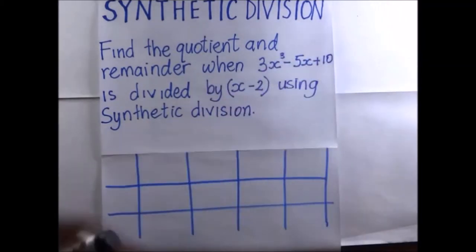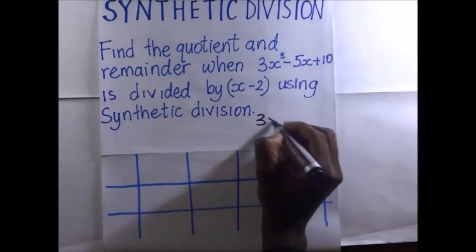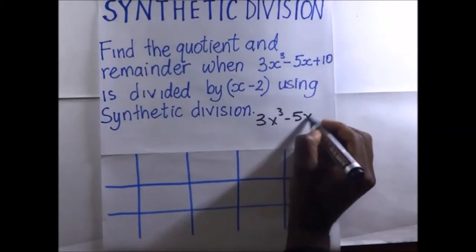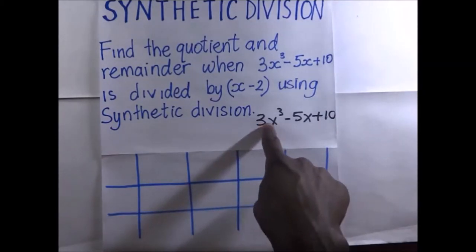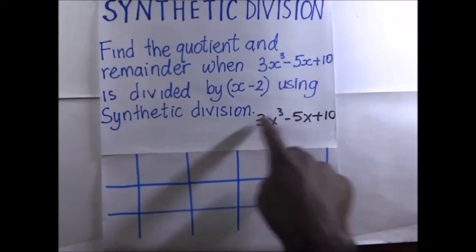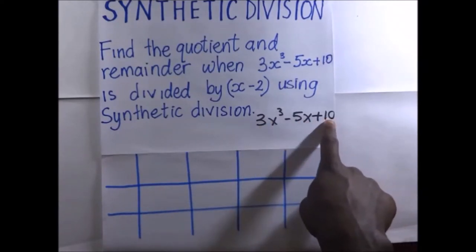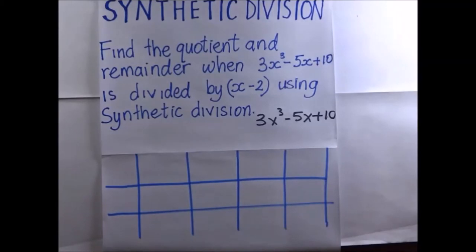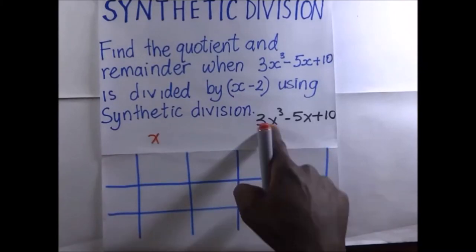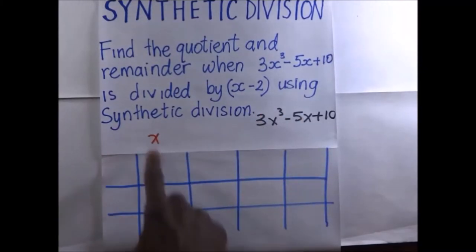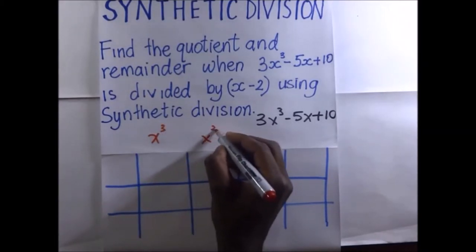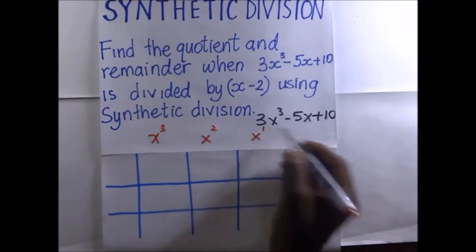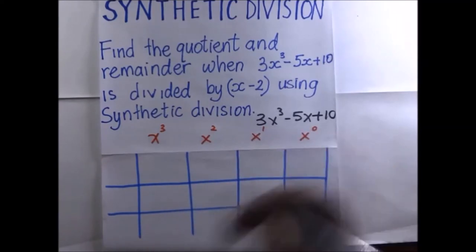So the polynomial in question is this. It is 3x cubed. If you look at that coefficient, we are having x to the power 3. We have coefficients 3, negative 5, and 10. So now we are going to group this in this way. We shall put here the coefficients of x. Our highest power is 3. So I put here the coefficients of x to the power 3, x to the power 2, x to the power 1, x to the power 0.